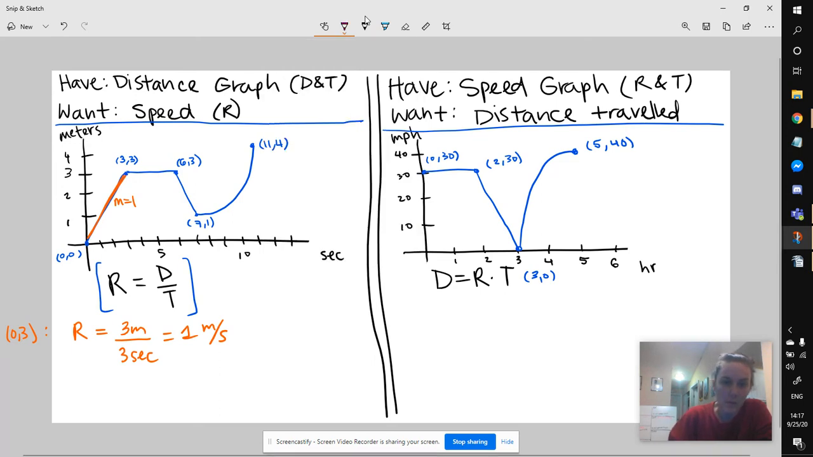Let's look at a different section of the graph. If we go from this point to this point, from 6 seconds to 7 seconds, the distance we traveled is, we started at 3 meters away and ended at 1 meter away. So we traveled 2 meters, and it only took us 1 second. We started at 6 seconds and ended at 7 seconds. So this is 2 meters per second. This is some riveting division, y'all.